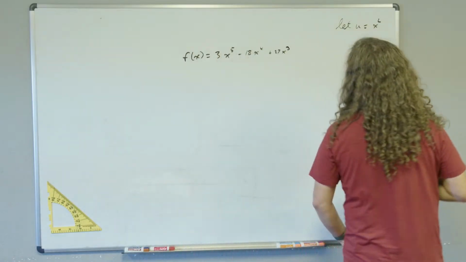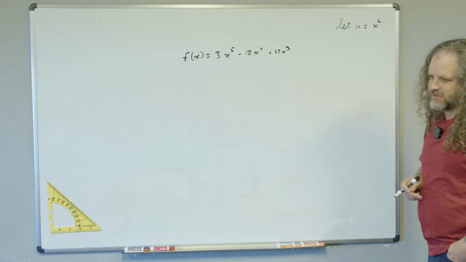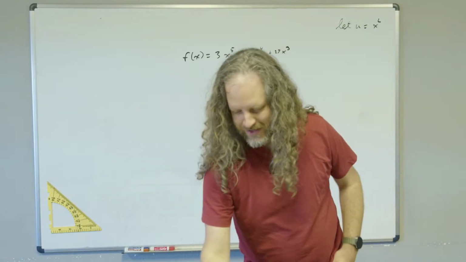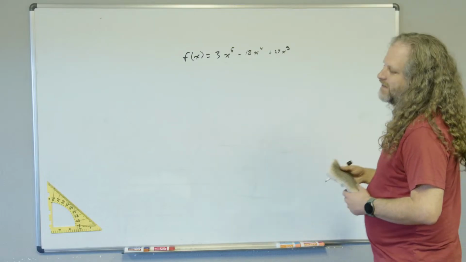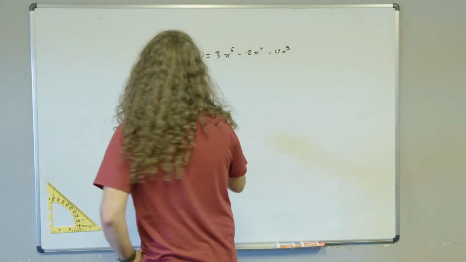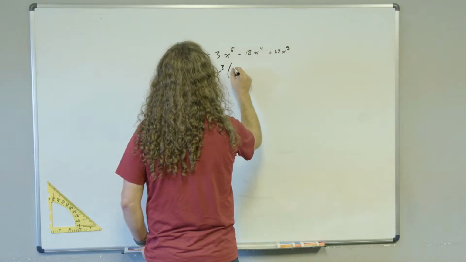Now what? What are we gonna do? Let's not do it with U substitution. Let's do it a different way. What could we do instead? Factor out an x cubed. Yeah, and then it would be... and then x looks nice.